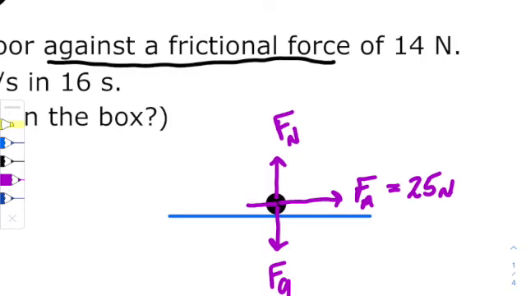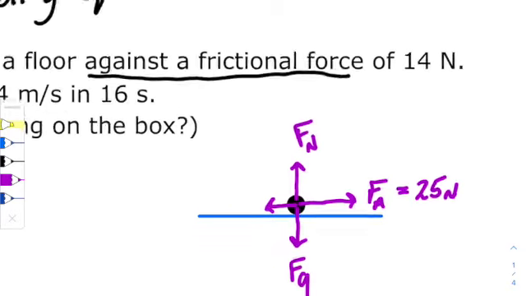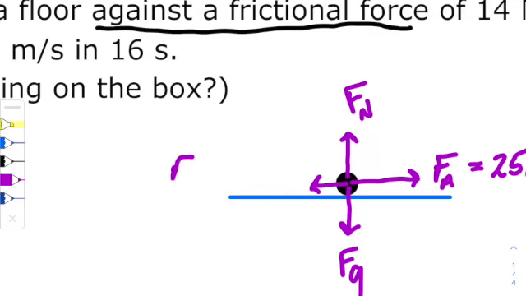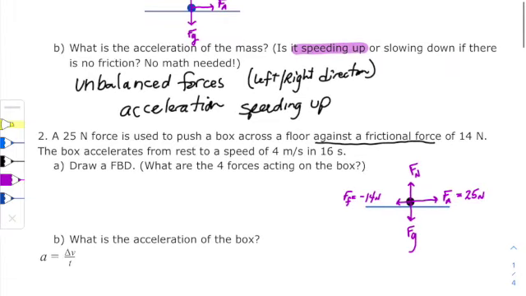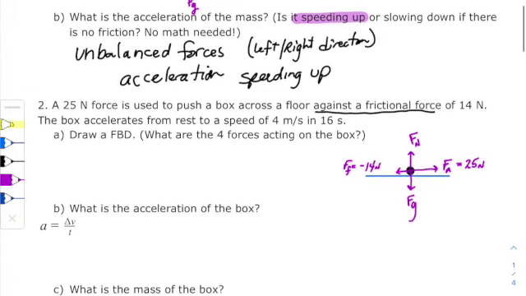And I'm going to draw this one a little bit shorter because it's less than 25. We have a force of friction of 14 newtons to the left. So actually I'm going to call that negative because it's to the left. So our free body diagram would look like that.